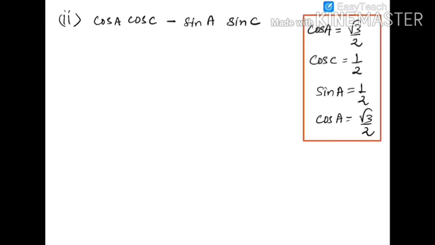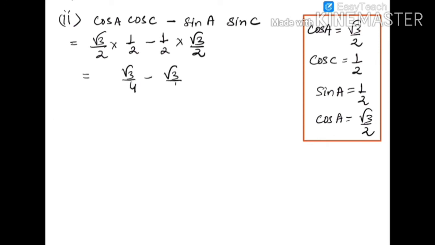Similarly, we can find the second part, cos A into cos C minus sin A into sin C. Here are the values of these ratios that we have found. So let's substitute. Root 3 upon 2 into half minus half into root 3 upon 2. So this is root 3 upon 4 minus root 3 upon 4. So we have same quantities being subtracted, so the final answer is 0.